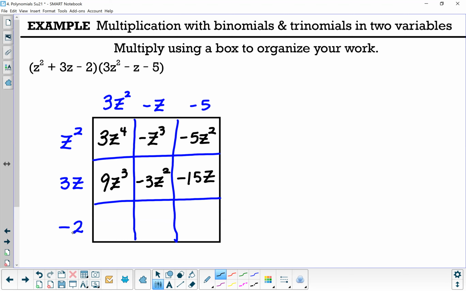Last row, negative 2 times the 3z squared gives me minus 6z squared. Minus 2 times the negative z gives me plus 2z. And the minus 2 times the minus 5 gives me positive 10. All right, so there you can see those were the 9 terms that we had previously, and you can now combine your like terms. So I can see we have 3z to the 4th as a loner.